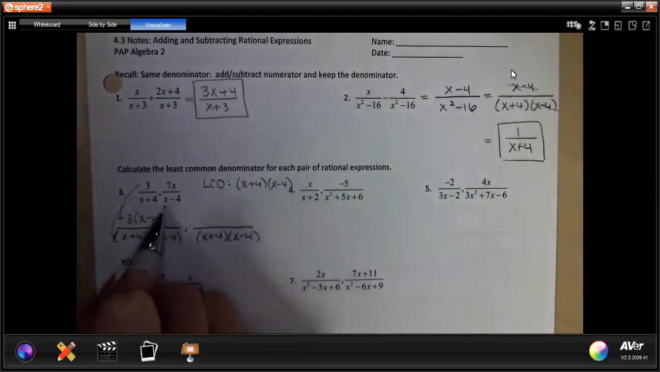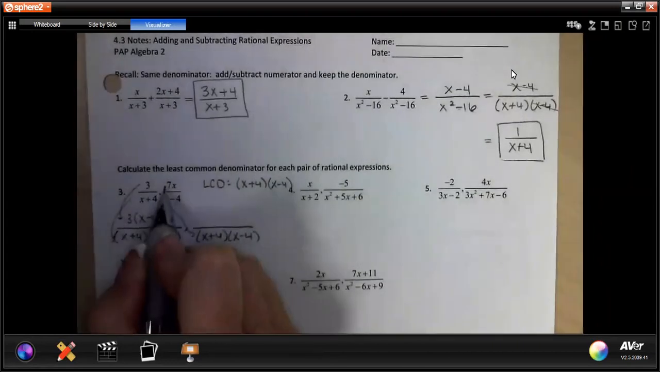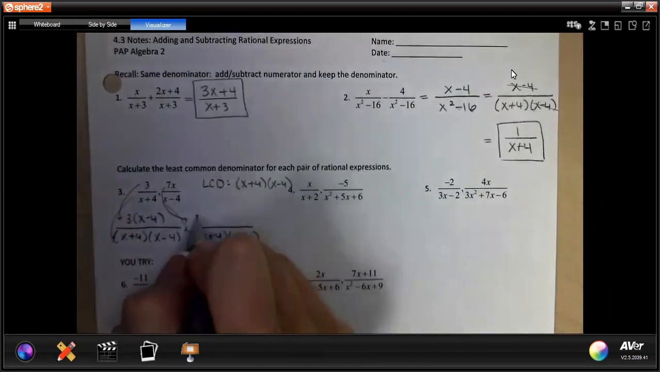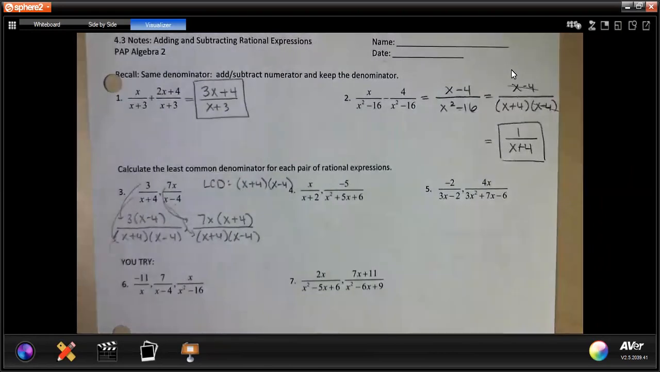For the second one, to get from this denominator to this one, we multiplied times x plus 4. So I'm going to want to do the same thing to the 7x. So I do 7x times x plus 4. That way we're not changing the value of the fraction.